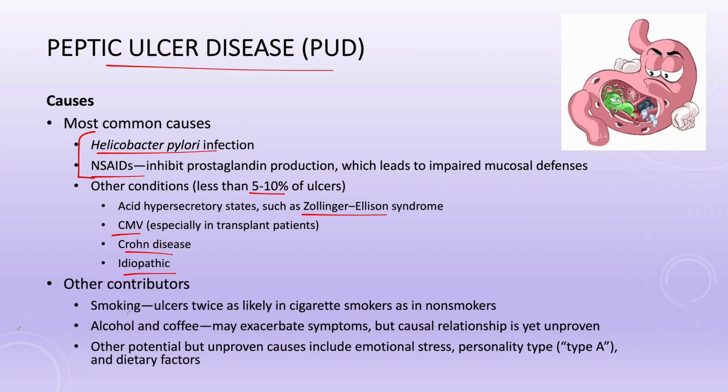Other things are contributing factors, like smoking. Patients that smoke are twice as likely to get ulcers than non-smokers, so it is a contributing factor. Smoking alone doesn't cause peptic ulcer disease, but it certainly contributes. Alcohol and coffee, they do say can cause ulcers, but there really is no specific proven association. There are other things that are unproven, but you tend to see them together, like emotional stress, this type A personality, and other dietary factors. Just things to think about.